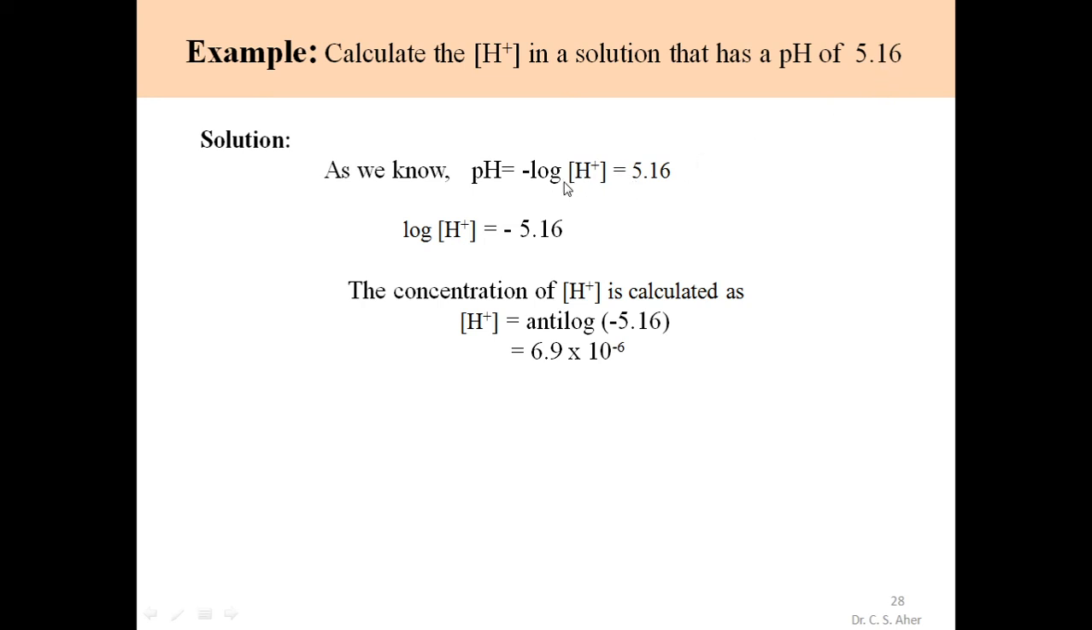This log is to the base 10. We shift the negative sign across, so the log of H plus ion concentration is equal to minus 5.16. Now the concentration of H plus is calculated by taking the antilog of both sides. The log is cancelled by the antilog. What remains is the concentration of H plus ion, which is the antilog of minus 5.16. When we take this antilog, we get the concentration of H plus ion, which is equal to 6.9 times 10 raised to minus 6. So this is the concentration of H plus ion we calculated from the P function.